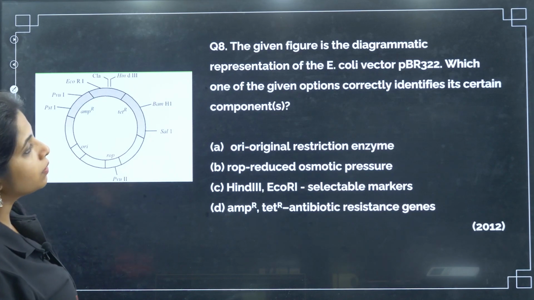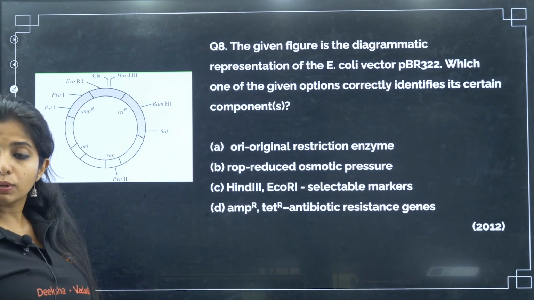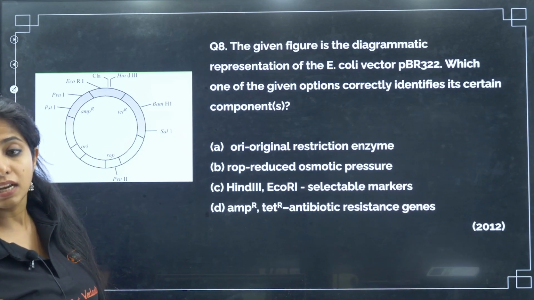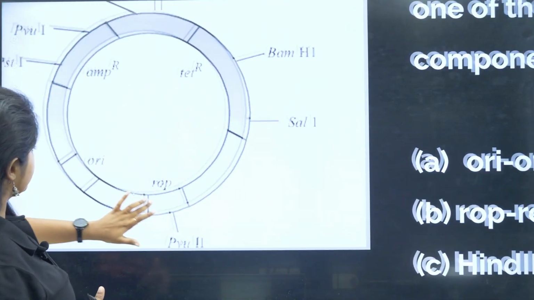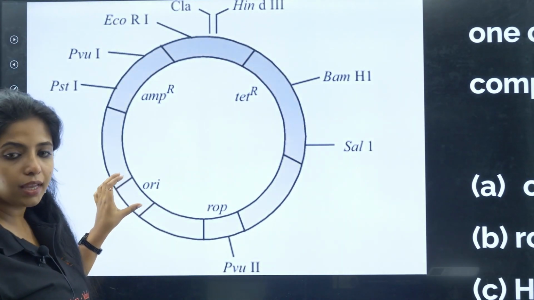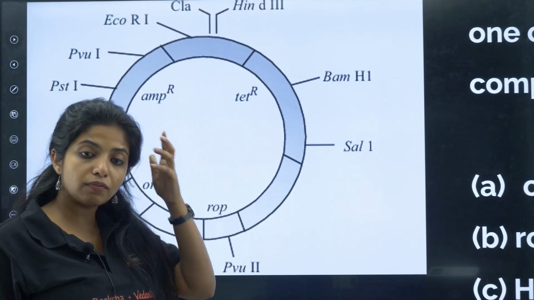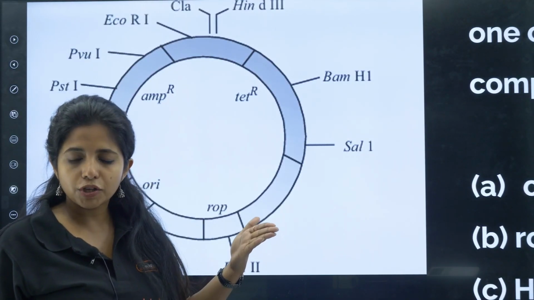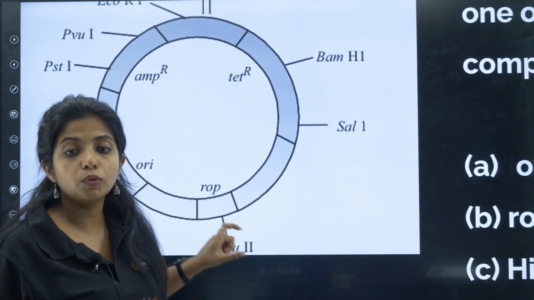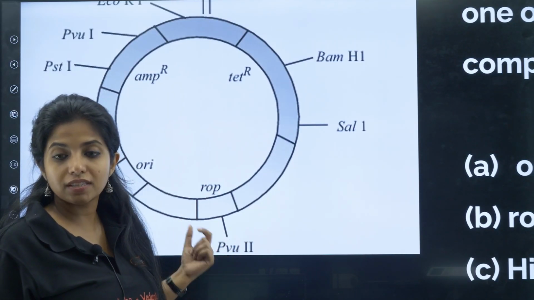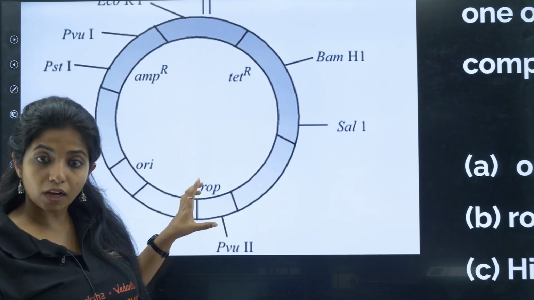Now next thing, the given figure is the diagrammatic representation of E. coli vector pBR322. Which one of the following options correctly identifies its components? So over here, I'll just tell you, then you tell me. It is the origin of replication, where the DNA polymerase will come and attach and replicate. This is the ROP site, a very important protein for initiation of replication to happen. And in the ROP site, my dear children, there is a recognition site for PvuII. There is a restriction enzyme, and this restriction enzyme can make a cut over here because it has a recognition site there. It's PvuII. In the ROP site you have it.